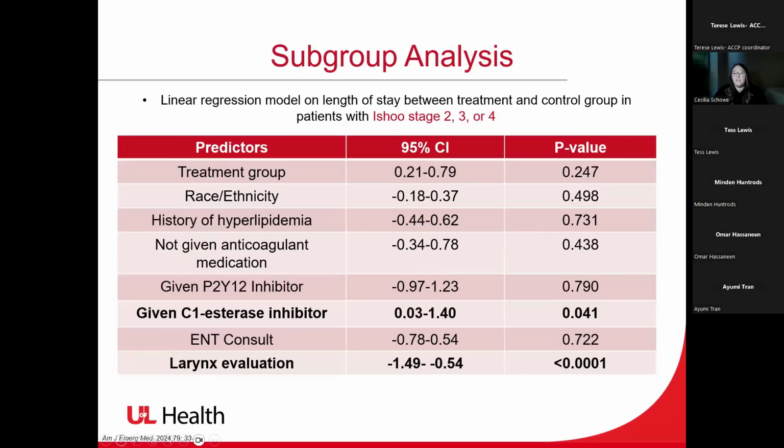Specifically, the authors then looked at a subgroup analysis to assess the difference of that length of stay for patients that specifically only were in ISO stage 2, 3, and 4, since we did see such a big difference between our treatment and our control group. So specifically, when looking at our treatment group, we see our confidence interval. So being that that crosses 0, we can see that there's no difference. And with our p-value of 0.247, once we controlled for patients with that higher severity, they saw no difference in our treatment group with our length of stay.